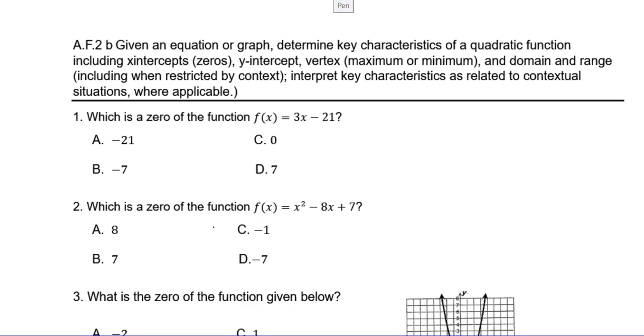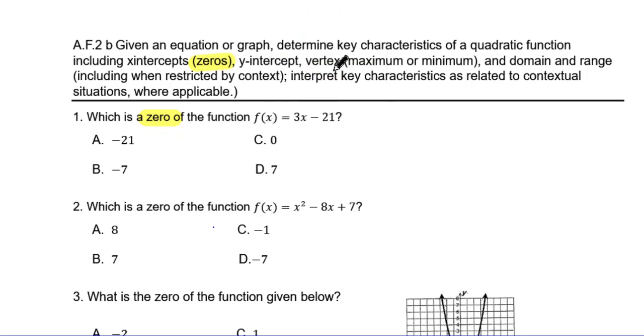Alright, in this video we'll look at different characteristics of functions, especially quadratic functions. We're going to look at a bunch of different vocabulary, like finding the zeros of a function, intercepts, vertex, and so on. The first question says, what is the zero of a function?